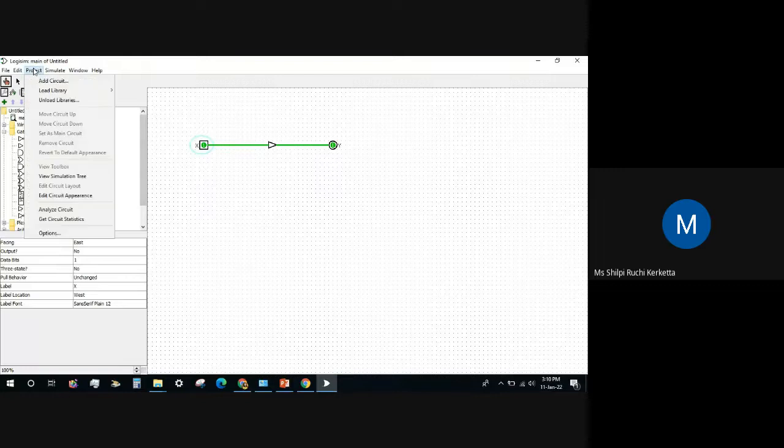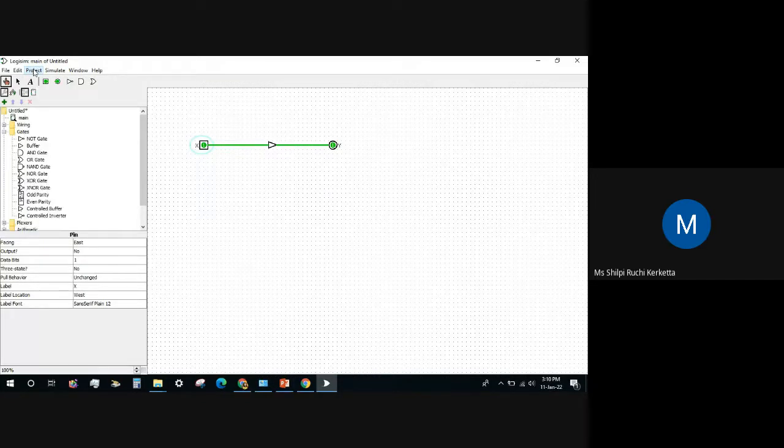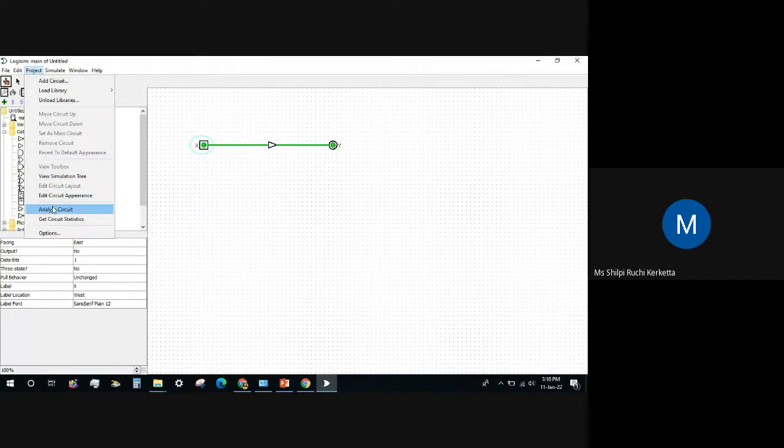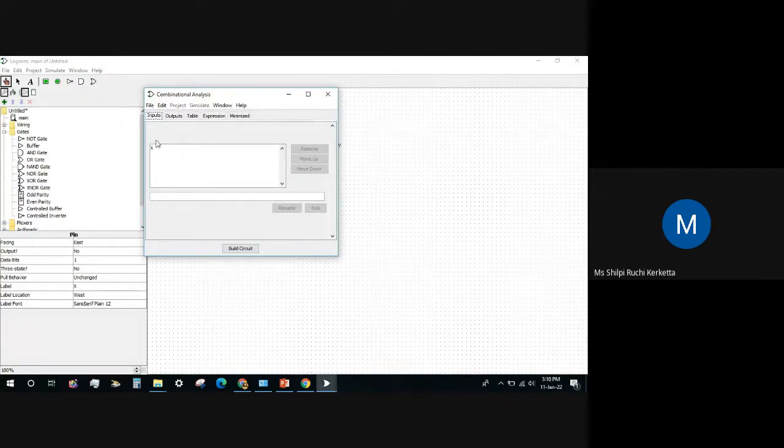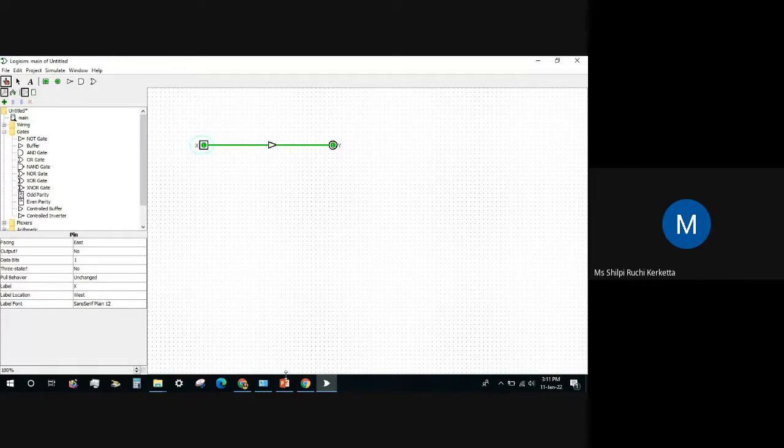Here we can also analyze the circuit. We will go to project, then we will go to analyze circuit. So here we can see the input is X and the output is Y, and this is the truth table. For 0 we are getting a 0 and for 1 we are getting a 1. And in the expression, for output Y, our expression is equal to X. So this is the expression we are getting. And this is all about Logisim.